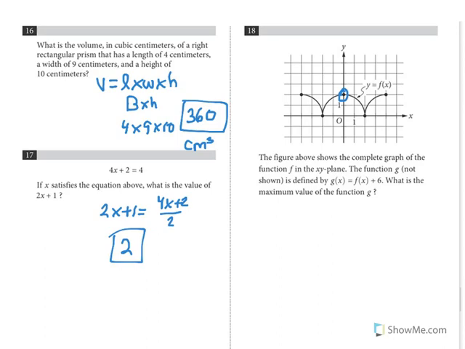So since g of x is f of x plus 6, the maximum value of the function g is going to be the maximum value of the function f plus 6. And that gives us 2 plus 6, 8.